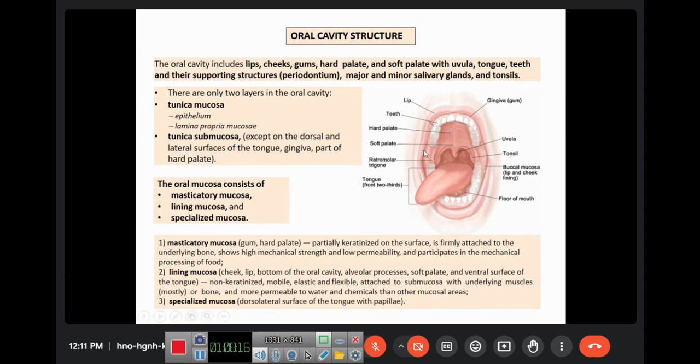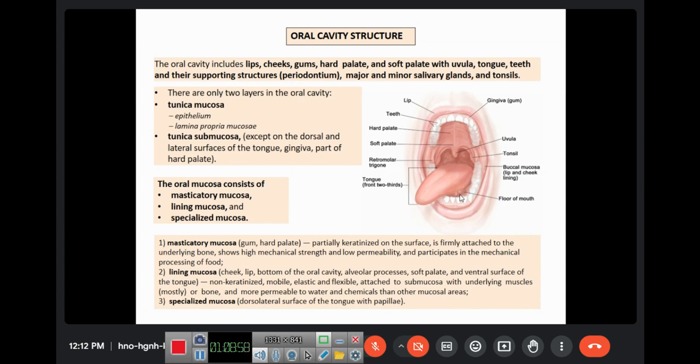Lining mucosa covers the cheeks and lips from inside, also the floor of the oral cavity, which is beneath the tongue, soft palate with uvula, and ventral surface of the tongue. It has non-keratinized epithelium. It usually has submucosa, and this is why it is flexible and very elastic, and it is more permeable to water and chemicals than other areas. So we have the sublingual route of administration of some medical drugs.